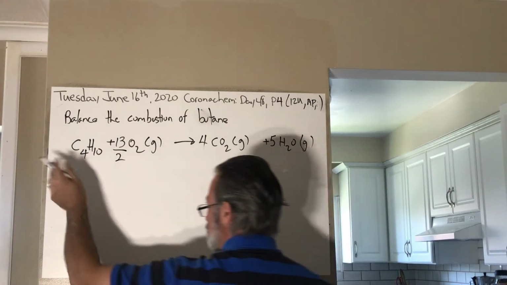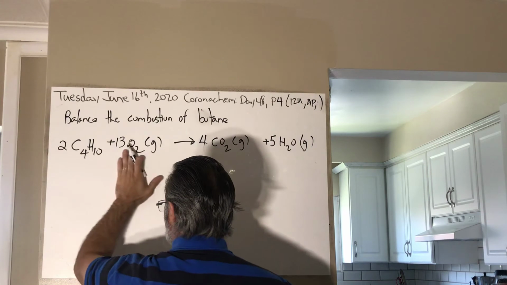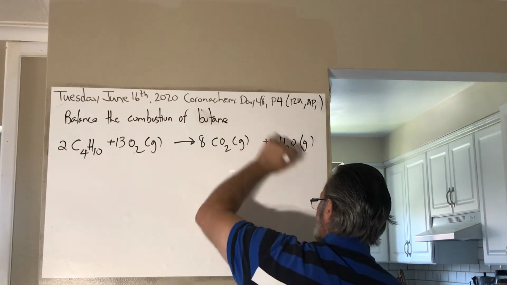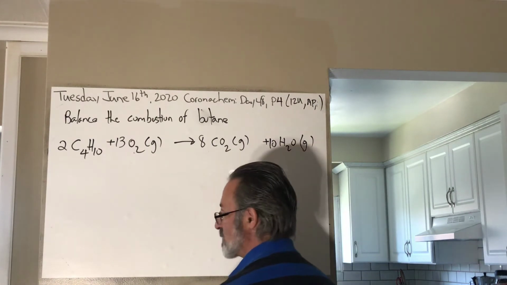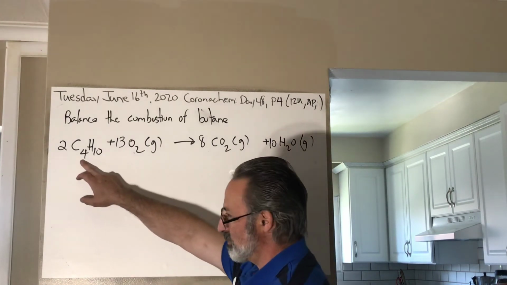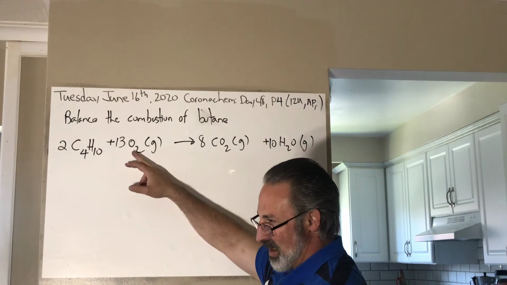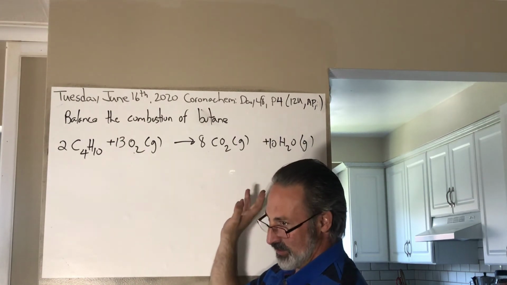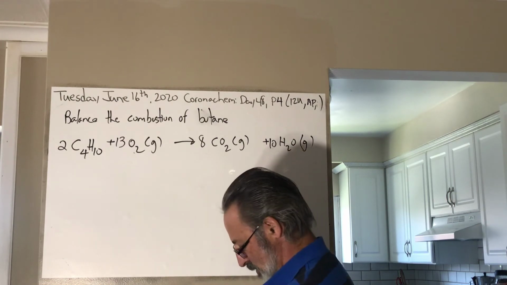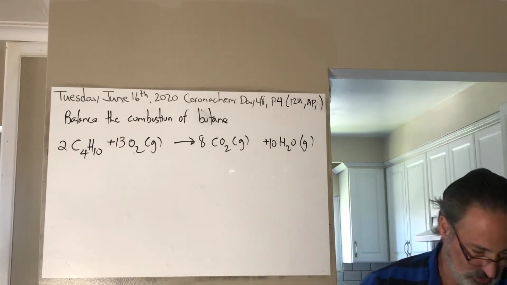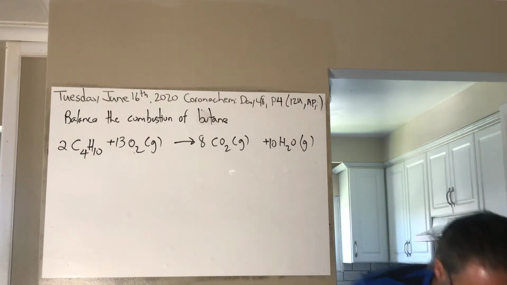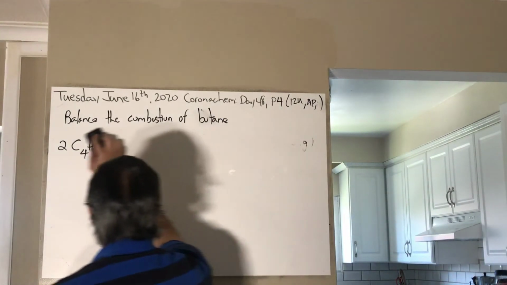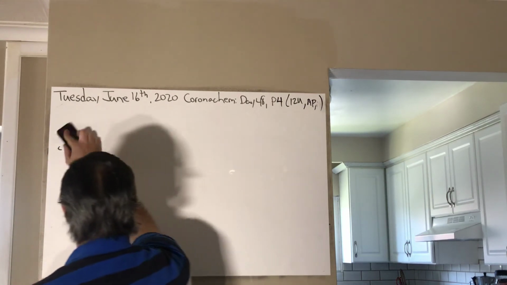If you don't like fractions, just double everything. You get 2, you get 13, you get 8, and you get 10, and now it's balanced using only whole numbers. You'll notice that when you have alkanes with an even number of carbons in them, you always get that fraction. If you have an alkane with an odd number, it works out perfectly. Okay, so I have a million videos on this. Just look at the balancing playlist and you'll find it if you still don't get it. So that's how you balance the combustion of alkanes.